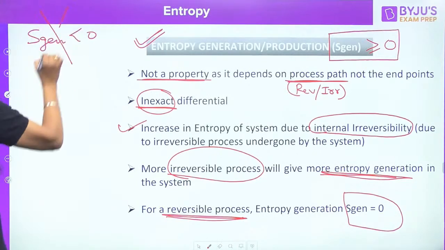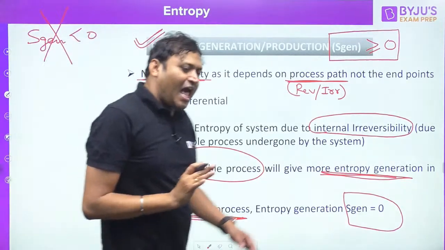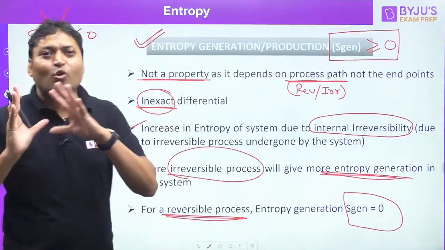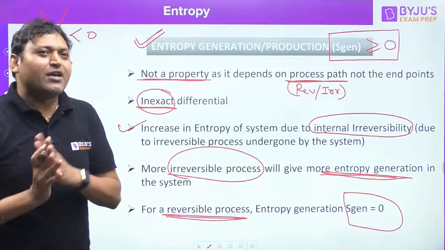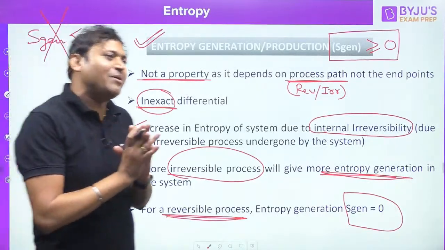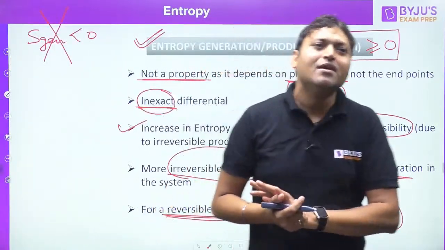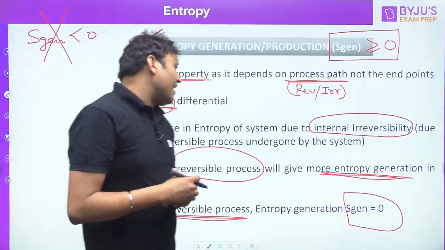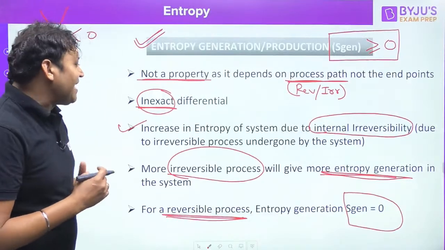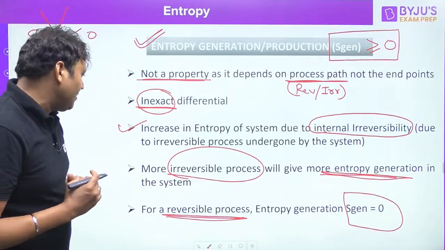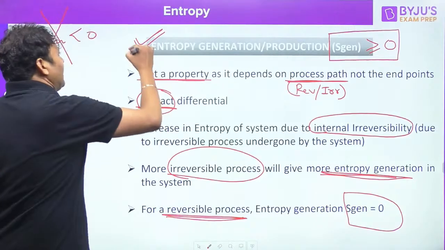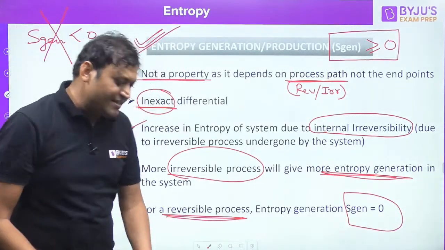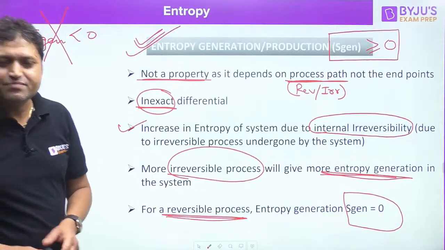It is not possible. So each and every thermodynamic process is associated with entropy generation. The value of entropy generation will be 0 if the system is undergoing a reversible process, whereas the entropy generation will be positive when the process undergone by the system is irreversible. Is this point clear? Entropy generation or entropy production, that is associated with the process path.